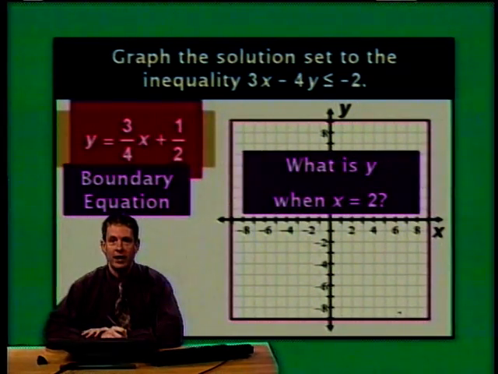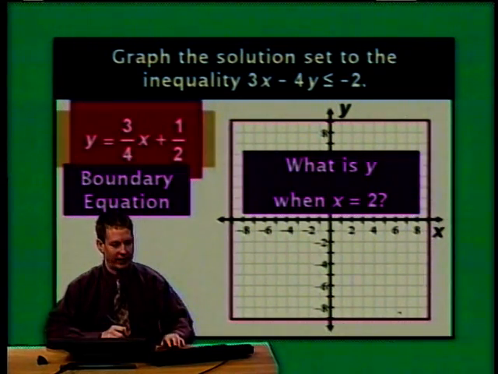What is y when x is 2? Well, let's see. 2 over 4 is the same as 1 over 2. So when I replace x with 2, I'm going to have 3 over 2 plus 1 over 2. That's 4 over 2. 4 over 2 is 2. That's an integer. So the point 2, 2 is on the line. Both coordinates are integers. That's a good anchor point.